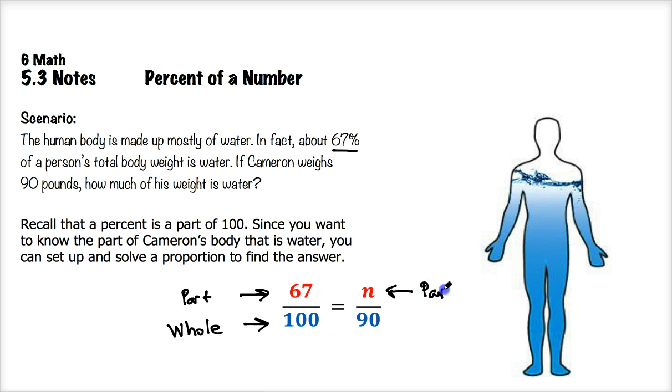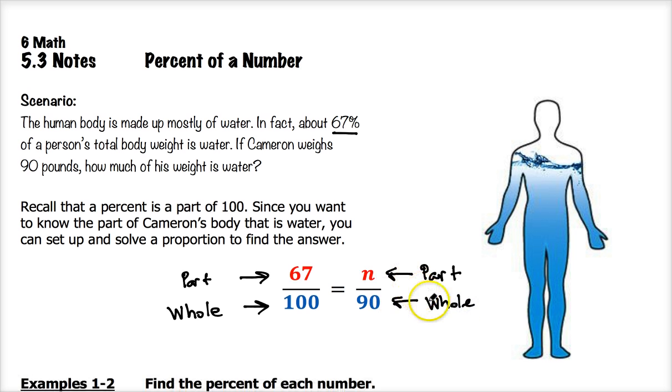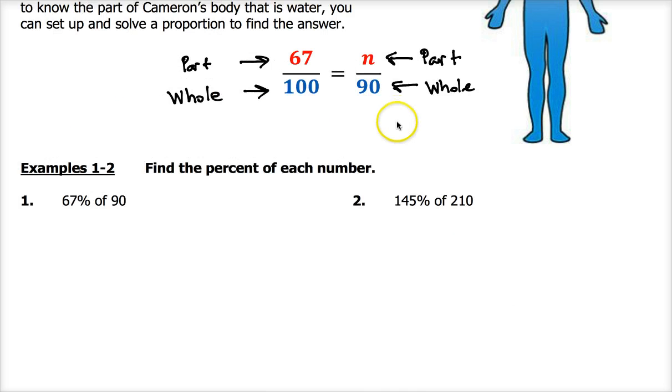The part is what we don't know for this problem. That's why I'm using a variable there, n. And the whole, in this case, is Cameron's body weight. Cameron weighs 90 pounds, and so that is the whole on the right side of the equation.